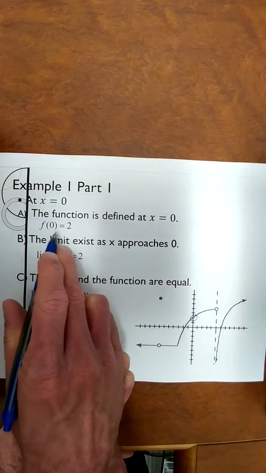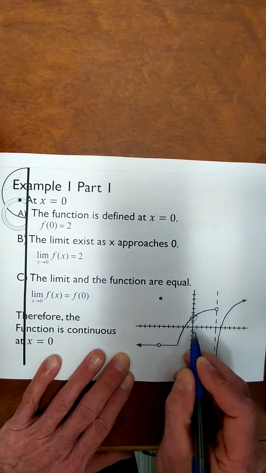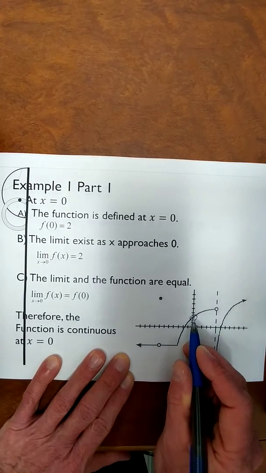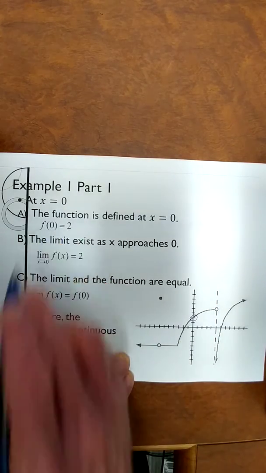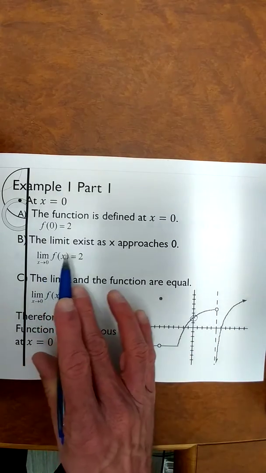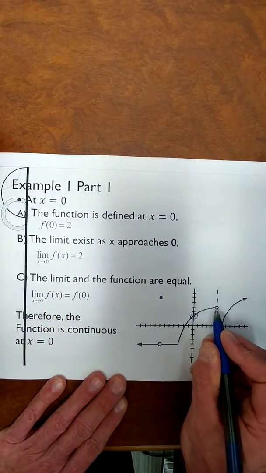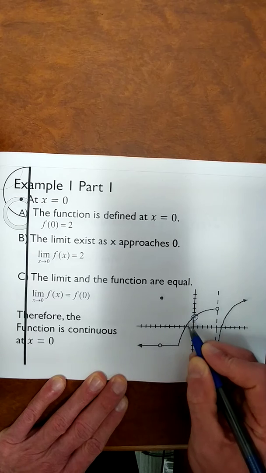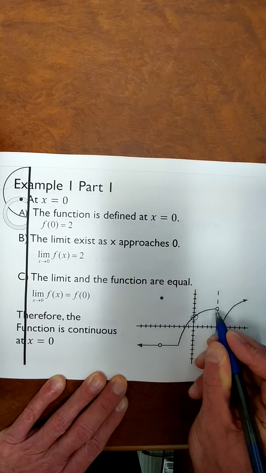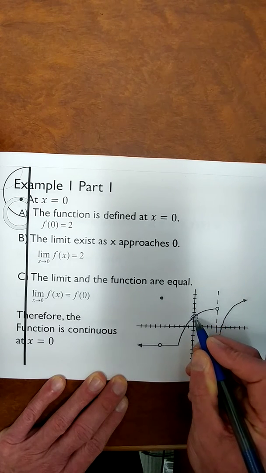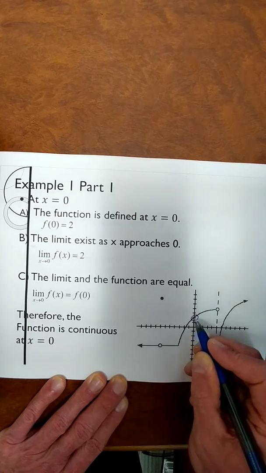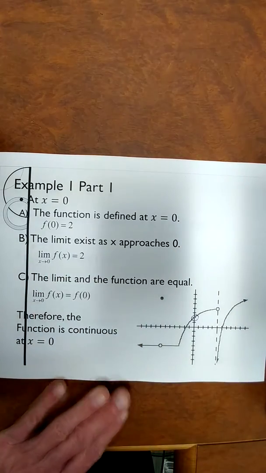It appears that the function's defined. f of 0, if we look up the y value, is 2. Does the limit exist there? Well, if we do the left-hand limit and the right-hand limit, they both are approaching 2. As I approach from the right, it's 2. As I approach from the left, it's 2. So the limit is 2.